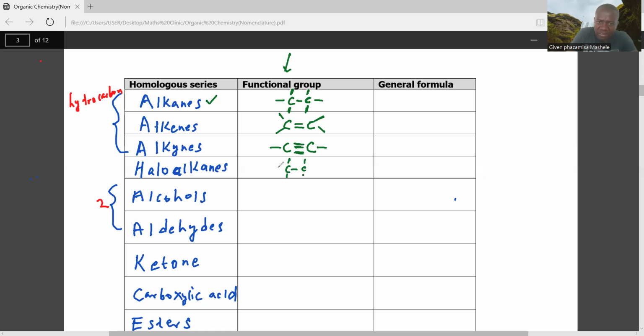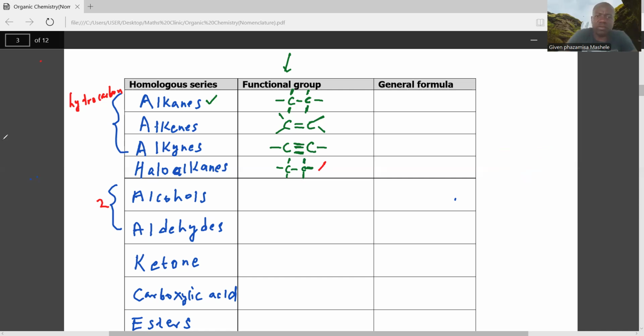However, on one side of the carbon, there is a halogen attached. We can also use a single carbon, then we put an X. So it's also fine. This is the functional group of a halo-alkane. So what does this X represent? The X represents a halogen, the halogens which are in group number 7 of the periodic table.